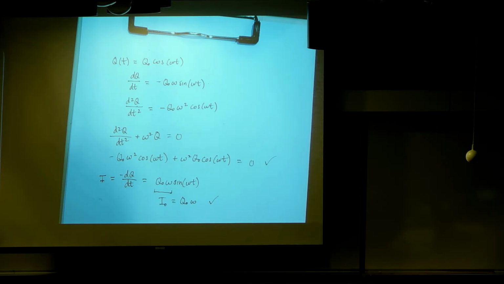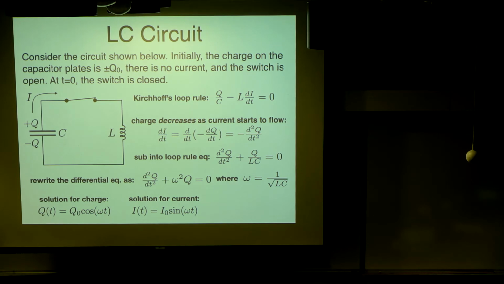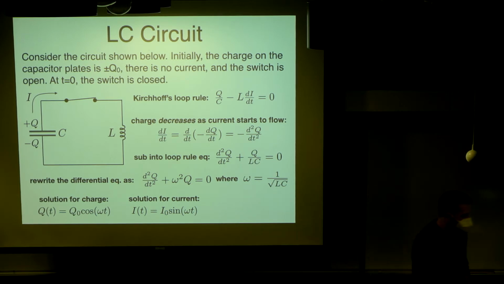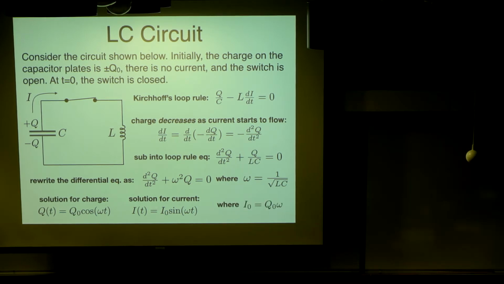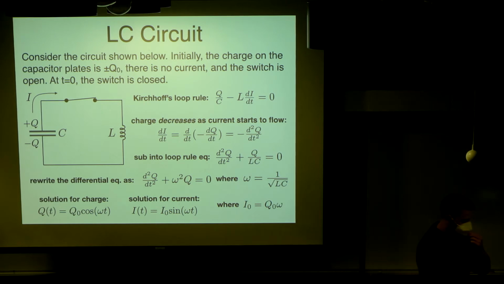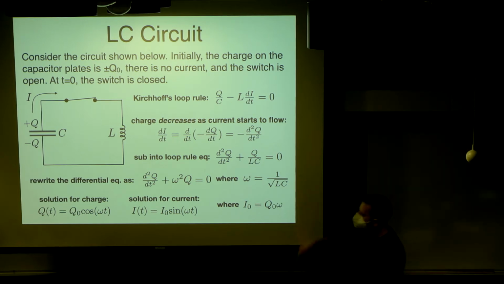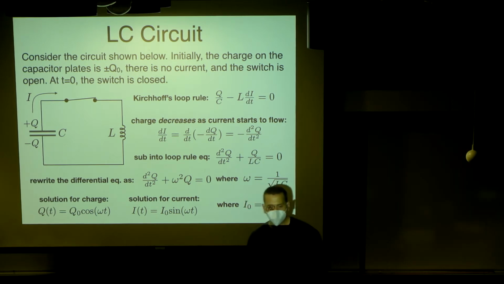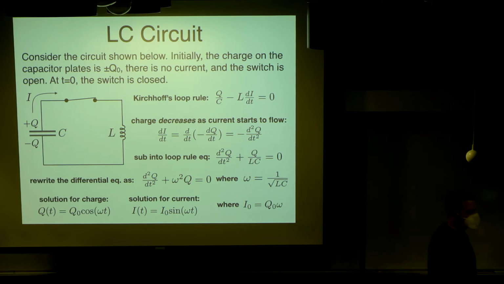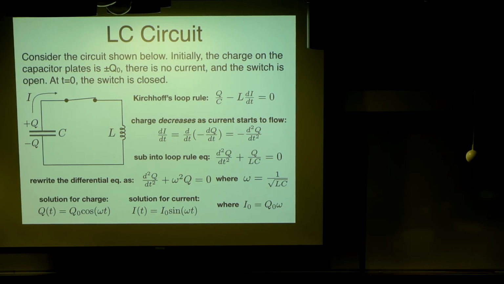Okay, but now we've shown the result, and we've got the solution for the charge and the solution for the current. Okay, here they are. And remember, I naught is q naught times omega. That's pretty much everything we need to know about charge and current in an LC circuit. So, we had to go through the derivations, but the result is pretty straightforward. Each one just kind of oscillates according to a sine or a cosine function.